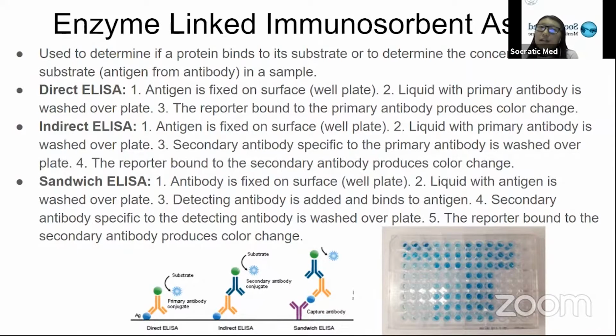And then the third ELISA, the sandwich ELISA, is first when the antibody is fixed. This is a little different because the antibody is fixed on the well plate instead of an antigen like the first two. Then liquid with the antigen is washed over the plate, so hopefully the antigen is binding to the antibody. Then we have an additional detecting antibody that binds to the antigen we just put there. And then we have another secondary antibody specific to that detecting antibody that has a reporter bound to it that produces another color change.